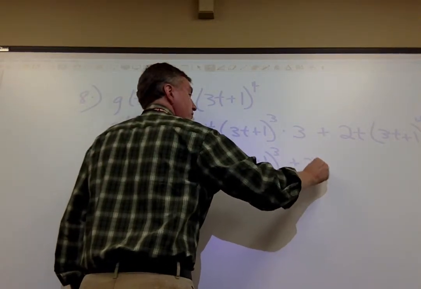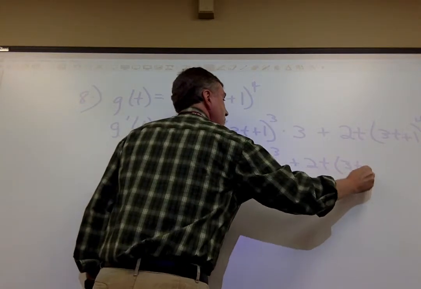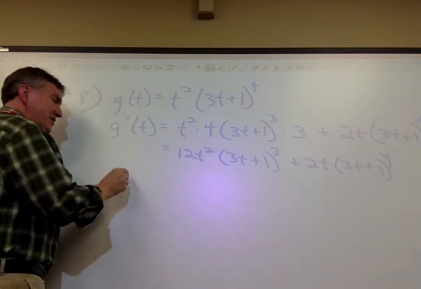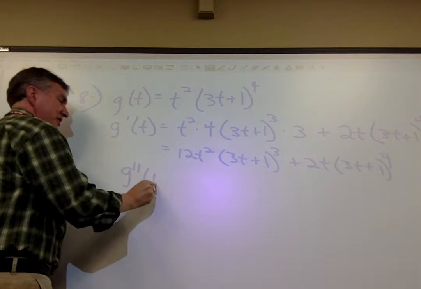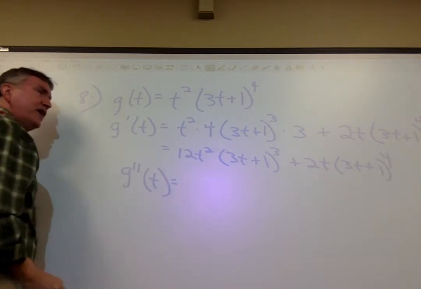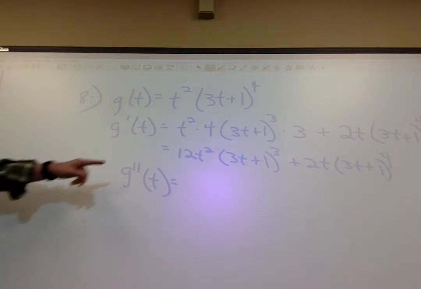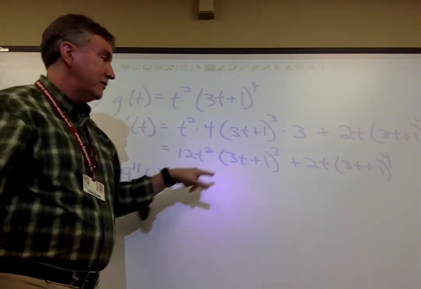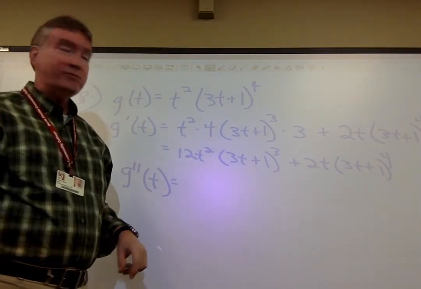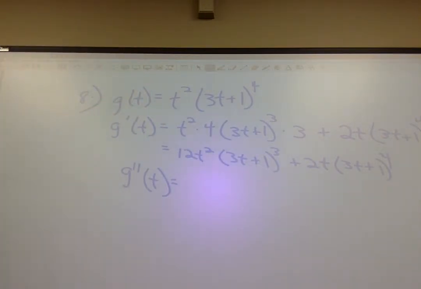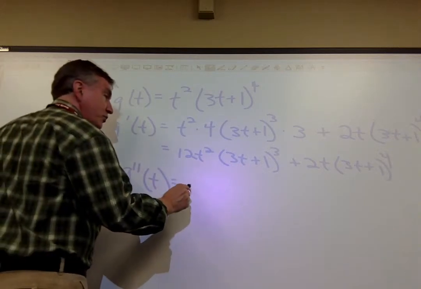So, but then you've got to do two of those each, right? You've got to do this one by product rule, which will be two big terms, and then this one by product rule to do the second derivative. So it gets ugly, doesn't it?